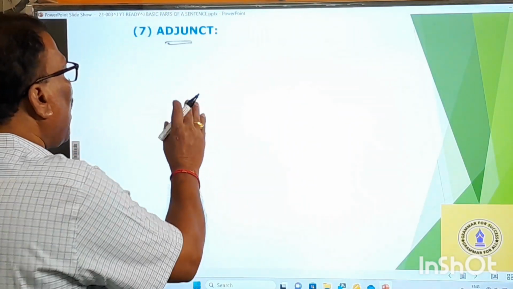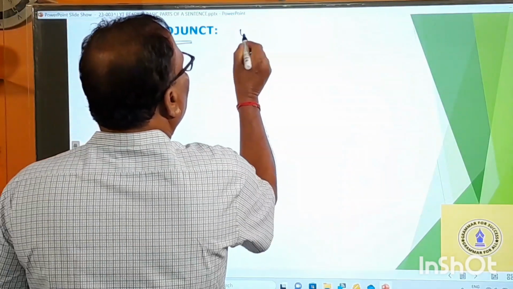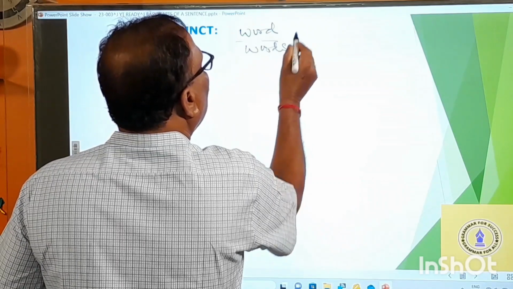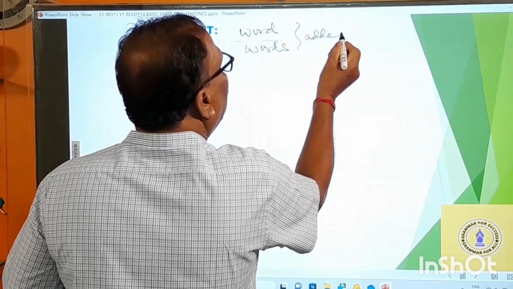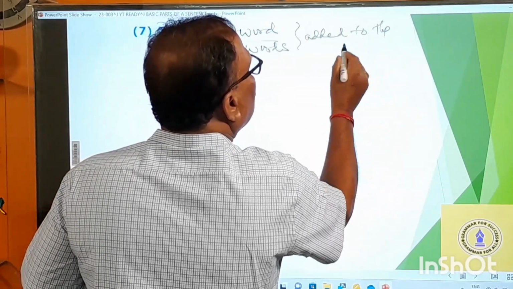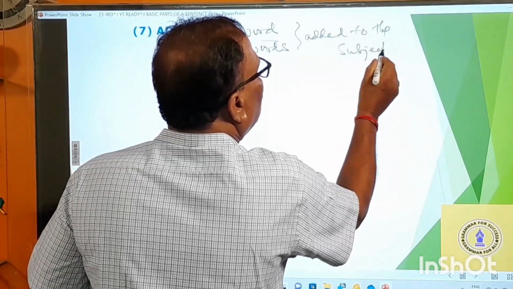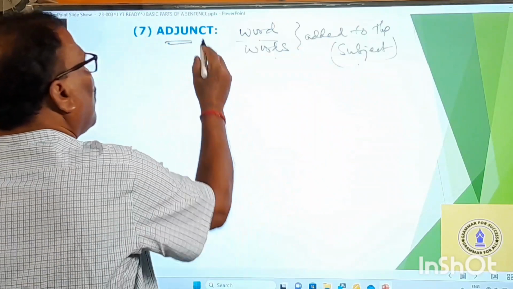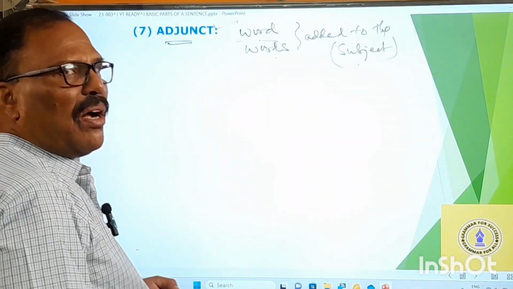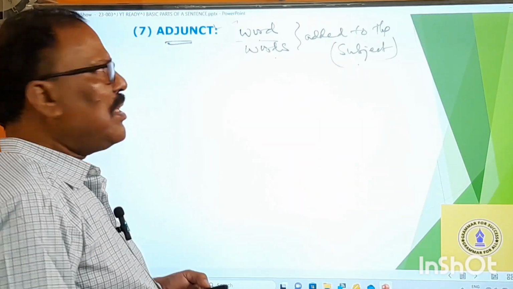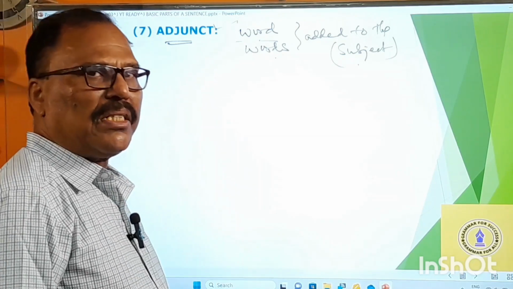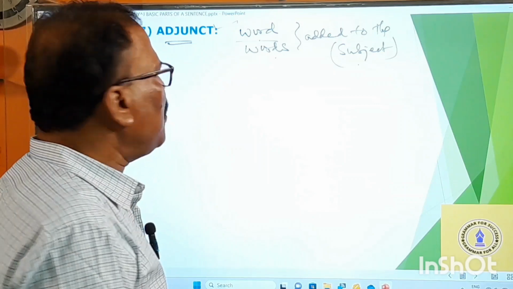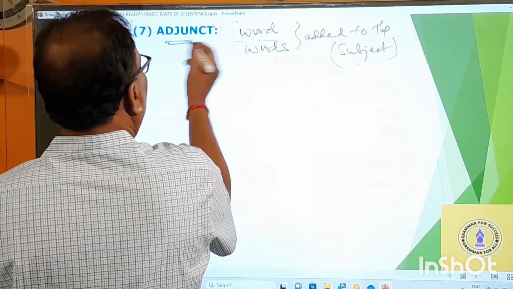So now here, adjunct. Adjunct means what? Adjunct is nothing but a word or words added to the subject. Word or words added to the subject are called adjunct. Adjunct or adjuncts, it's a countable noun. So adjunct is singular, one word. If there are many words, adjuncts. Okay, these adjuncts.